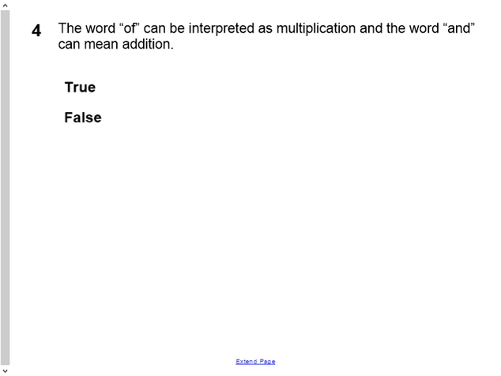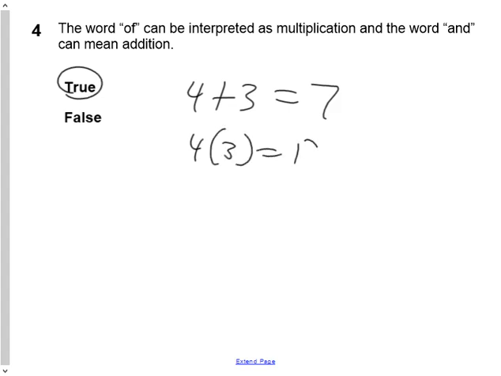Question 4 says the word of can be interpreted as multiplication, and the word and can mean addition. This is true, right? Of is always able to be interpreted as multiplication. And if you see the word and, so for example, 4 and 3 put together make 7, and four groups of 3 make 12.